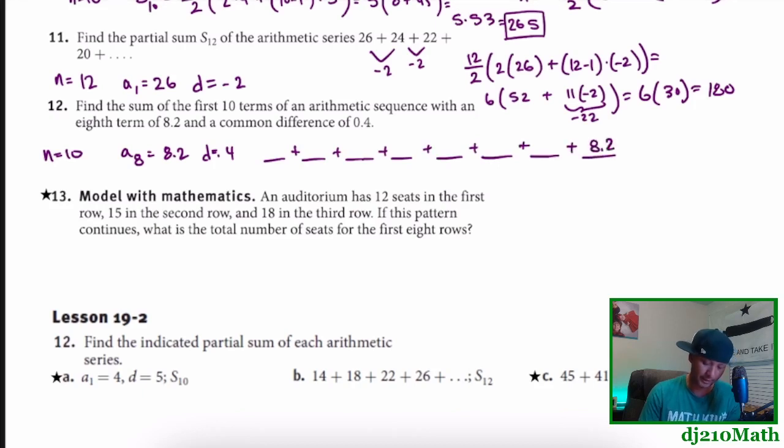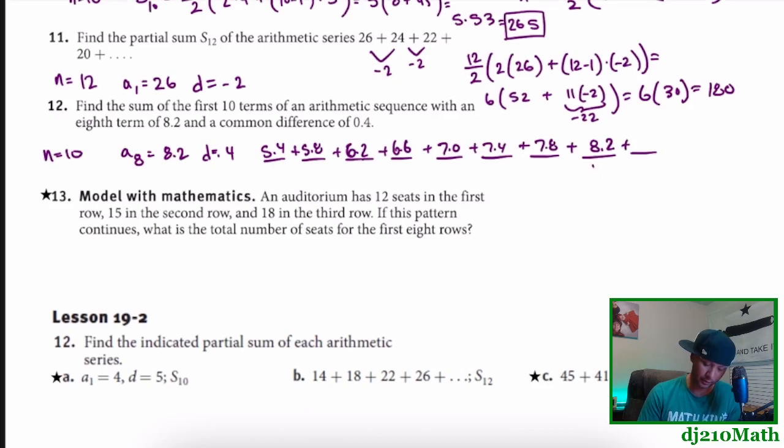So the eighth term is, if I subtract 0.4, 7.8, subtract 0.4 again, 0.4, 0.4, 0.4 would be 5.8, and then 5.4.